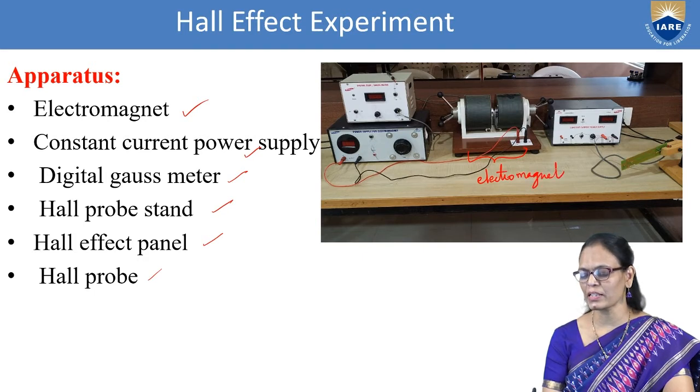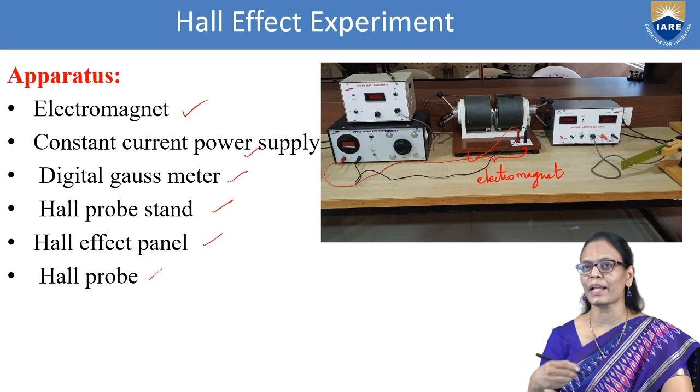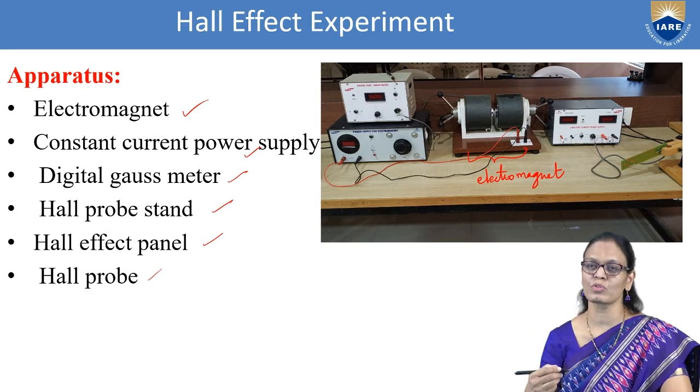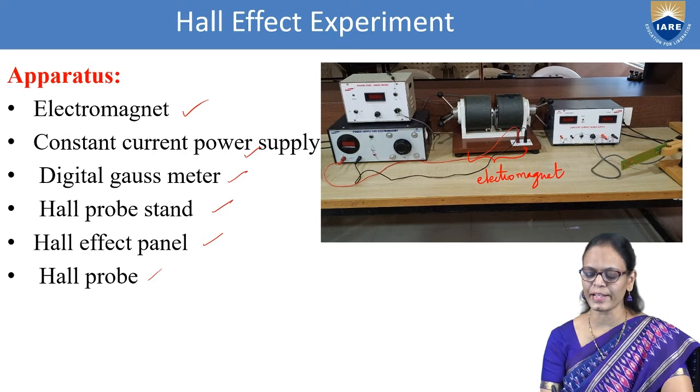So how we are getting this electromagnet here is, you are taking two soft iron cores and they are wound by wires through which the current can flow. So now this is connected to a constant power supply. This is the power supply.